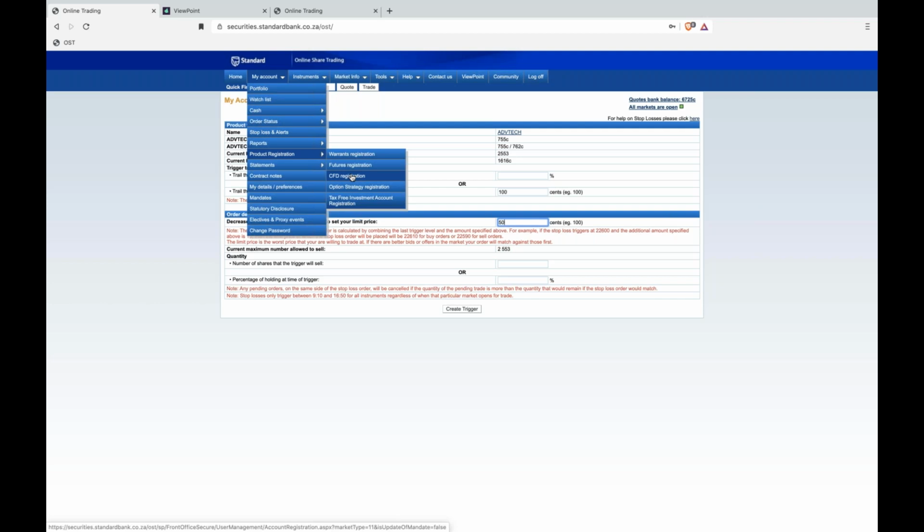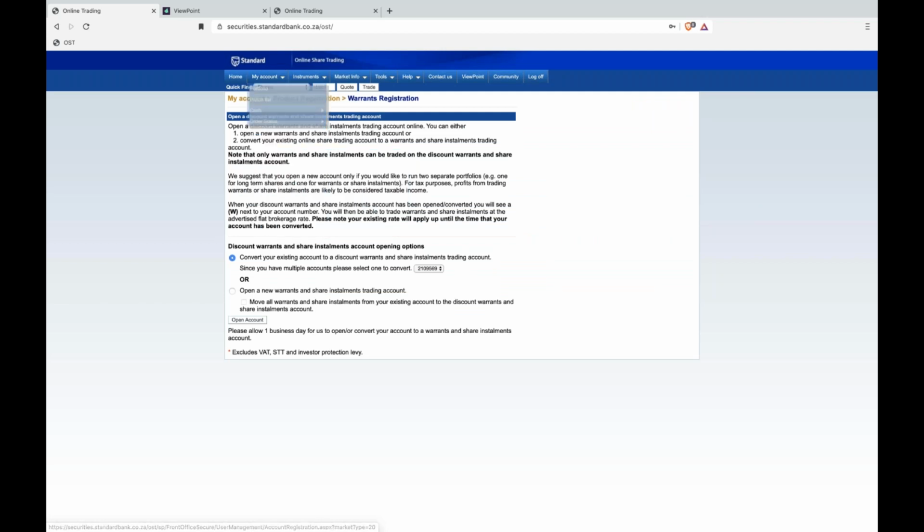CFD account is for contract for difference, option strategy, and then, of course, a tax-free. You simply say, what do you want to do? You've got two options. You can convert one of your existing accounts into whatever that new account is, or you can say, open a new account for that warrant and share installing. And then in this case, if you've already got warrants and share installments, you can request that they get moved across. This process will happen overnight. It needs to be, because it'll be a separate BDA account at the JSE.